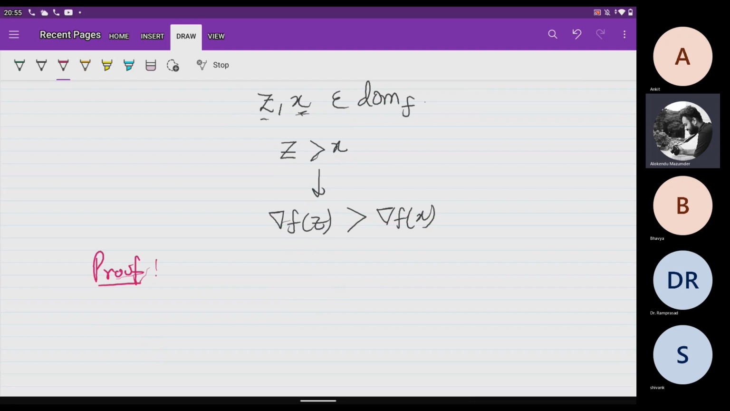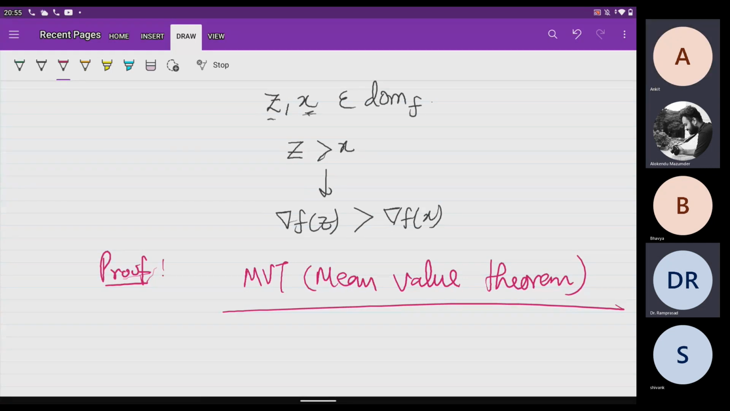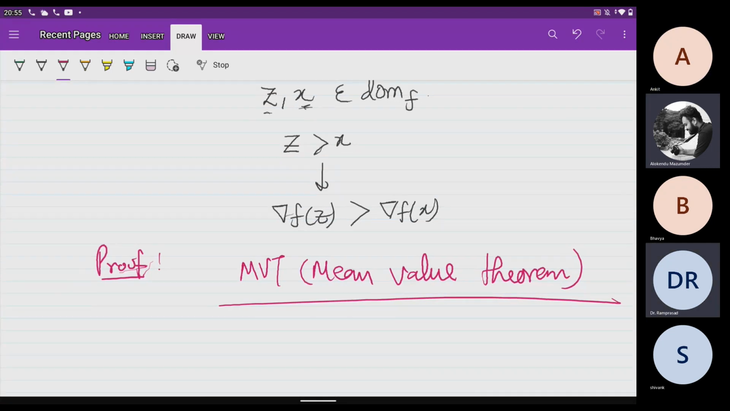Have you heard about MVT or mean value theorem? Yes. No? Okay, I will tell you the MVT.